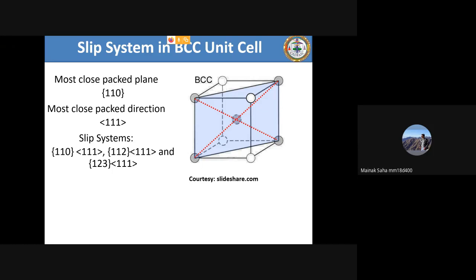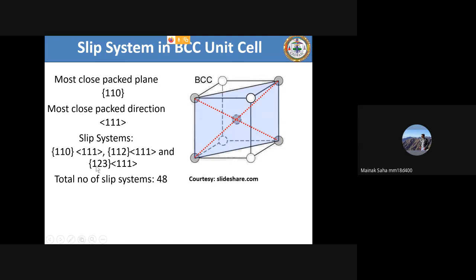So the total number of slip systems is equal to 48. Why do I tell you this? Here, 112, 111: there are a total of 6 112 planes, and each will have 2 111 directions. So 6 into 2, that is 12. This 12 plus 12 is 24. And here 123, this is a very high index plane. These two are basically very high index planes. Now 123, there are 24 slip systems which are possible.